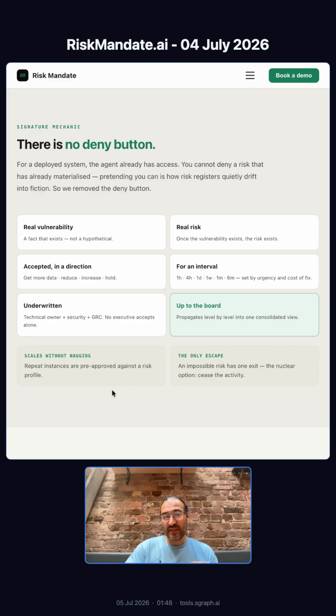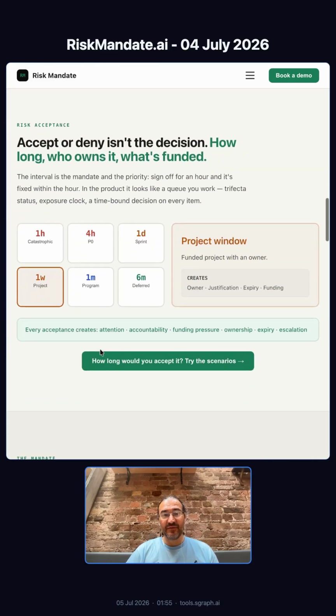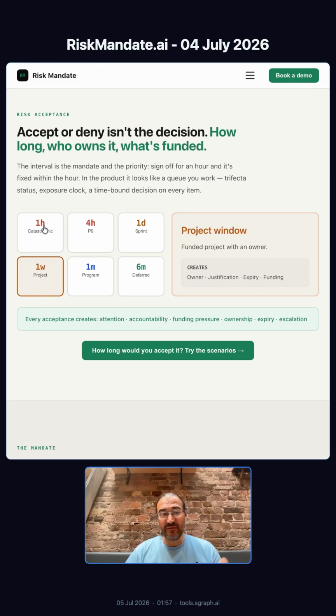It's important that every risk propagates all the way up to the board and all the key stakeholders. If you really don't want the risk, then it's catastrophic, it's about an hour, and you have to revoke access immediately. That's the only option. If you say you need to do something about it very quickly, you need a P0, a security team to focus on it, etc.